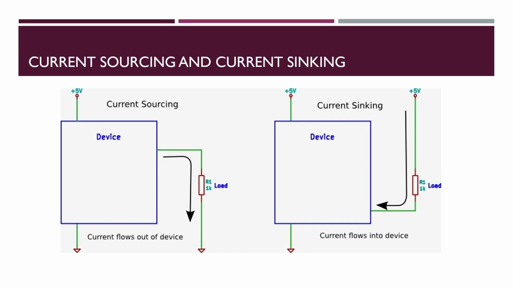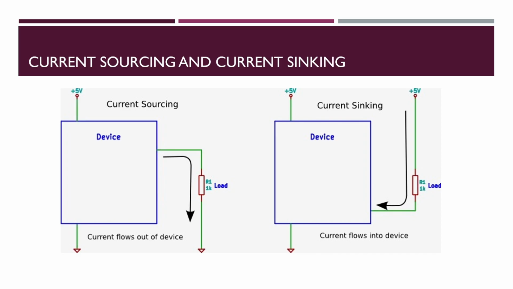In current sinking, the circuit receives current from the load. The current flows into the output pin or the device. Here the device is acting like a receiver of current. Imagine the load pushes water into the device, that is current sinking. For example, let us take an LED connected to the 5 volt and a microcontroller pin at the other end goes low to pull current through the LED to the ground. Here the pin sinks the current.